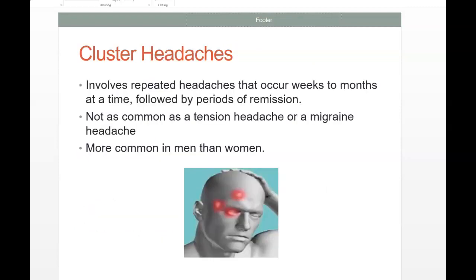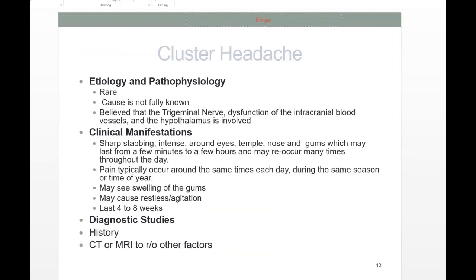Cluster headaches involve repeated headaches that occur weeks to months at a time, followed by periods of remission. It's not as common as tension headaches or migraine headaches. It is more common in men than in women. The etiology and pathophysiology: it's rare, and the cause is not fully known. It's believed that the trigeminal nerve, dysfunction of the intracranial blood vessels, and the hypothalamus are involved.